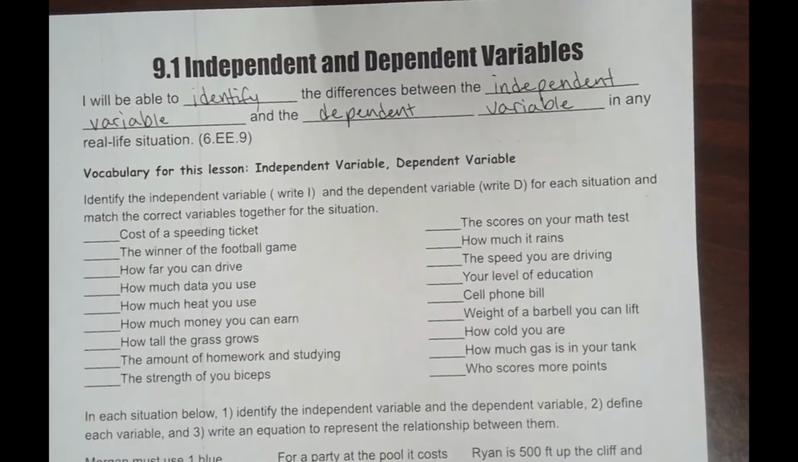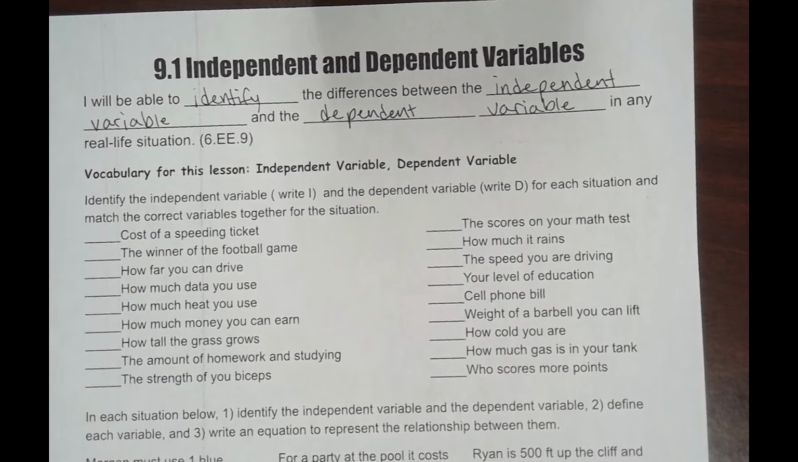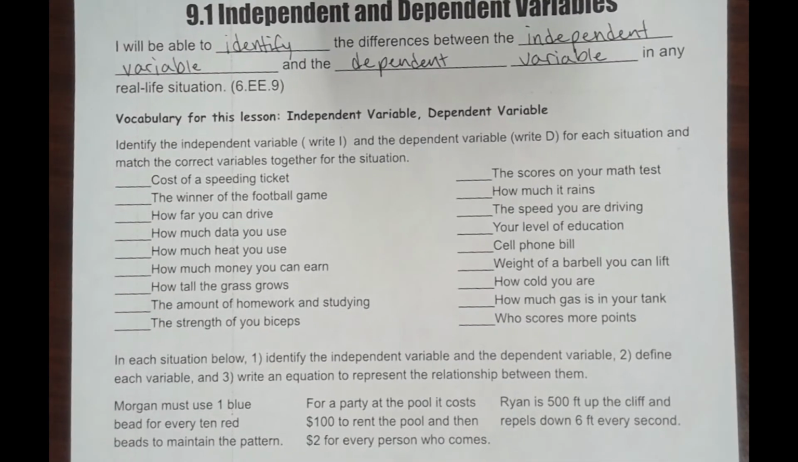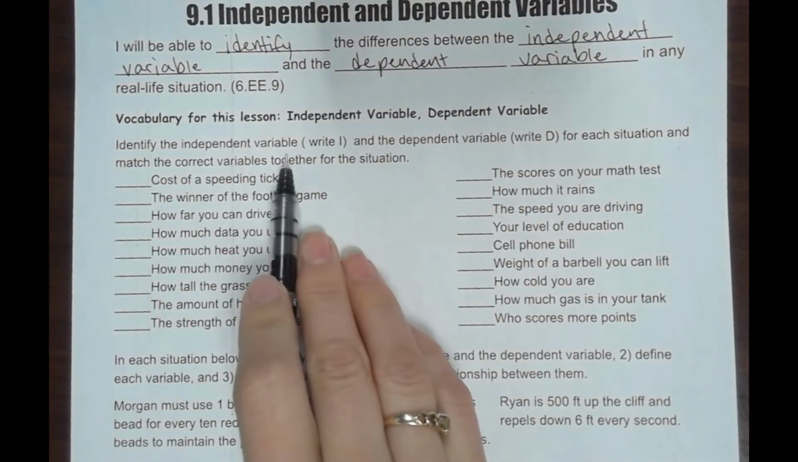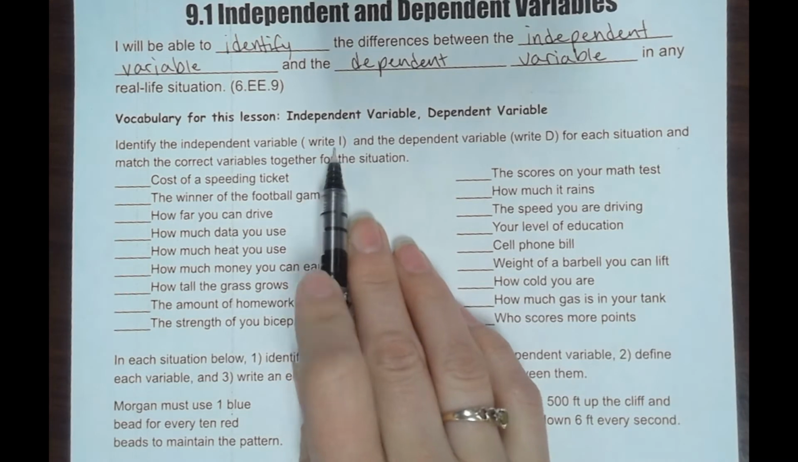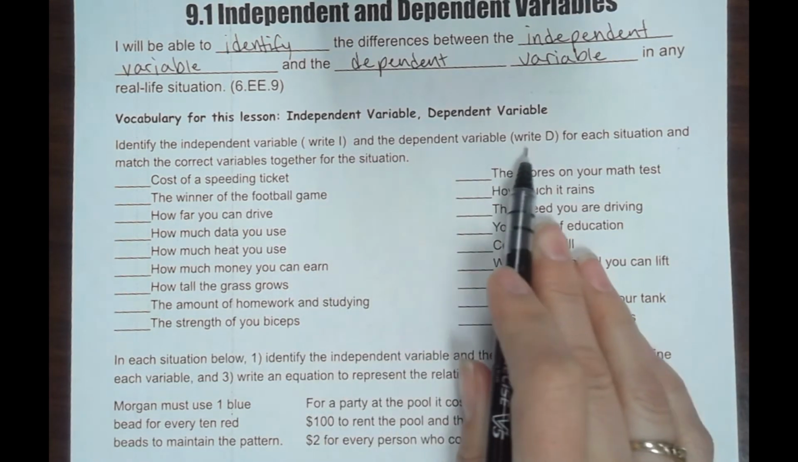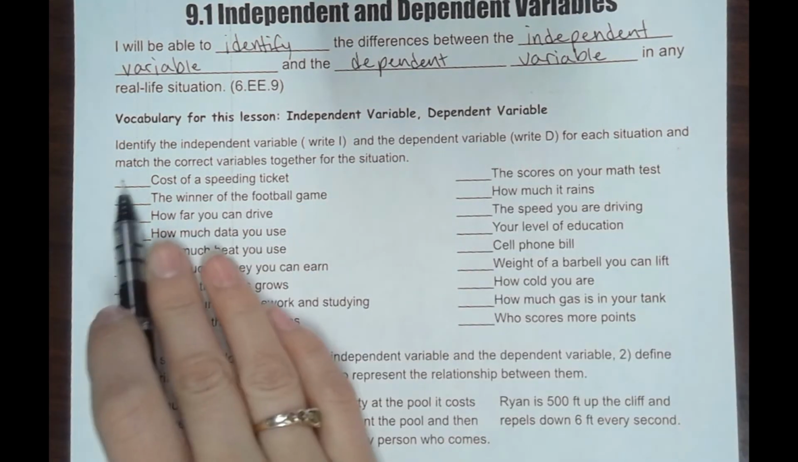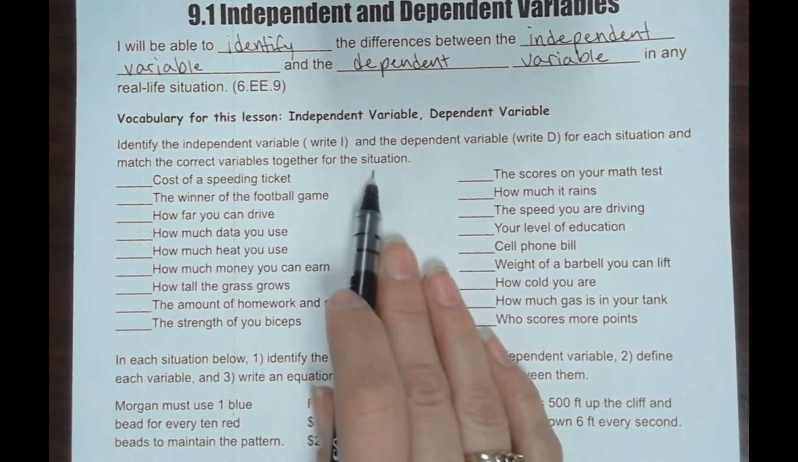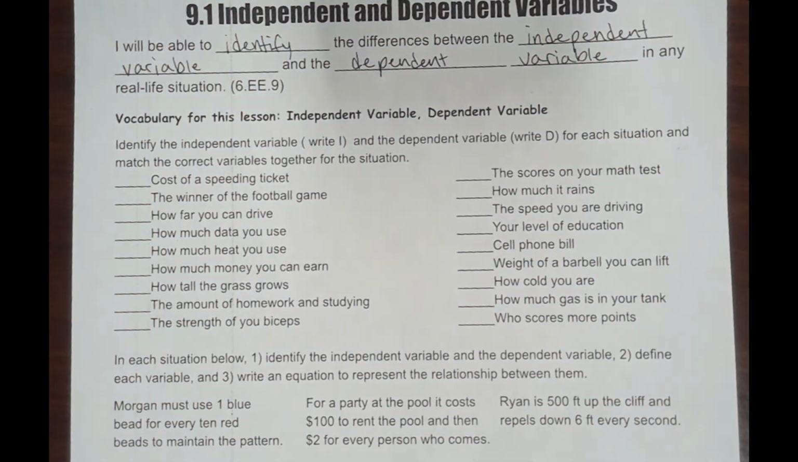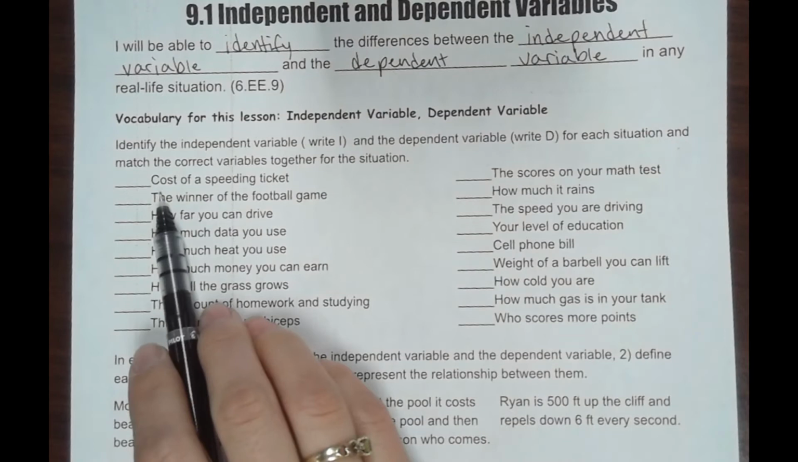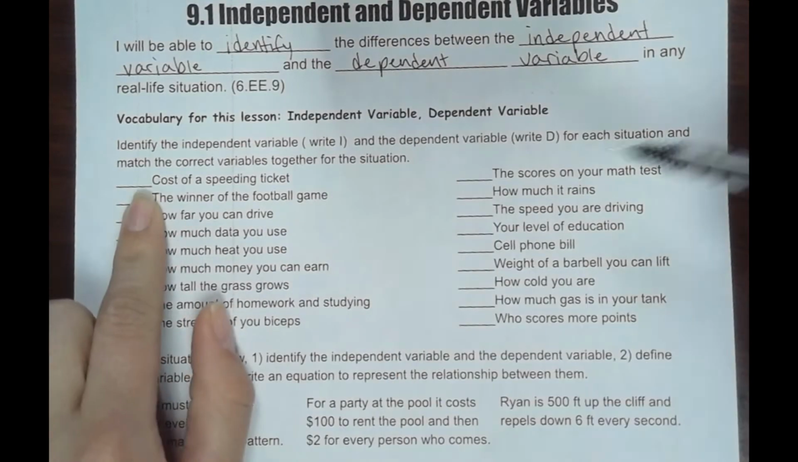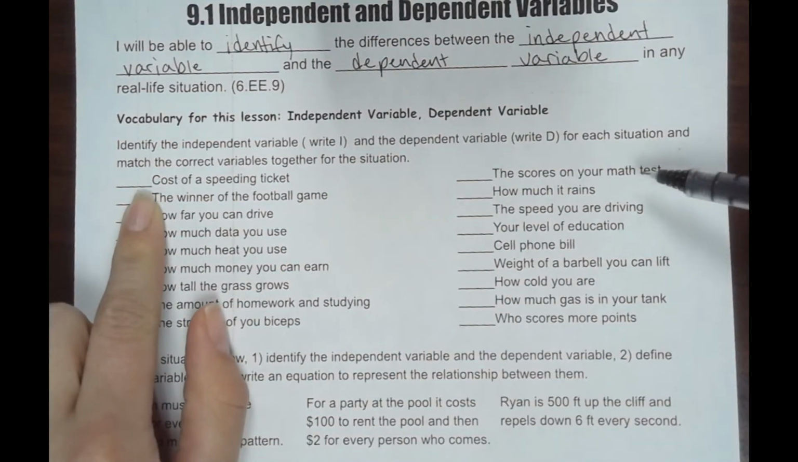We're going to now go back to the other page. And this says identify the independent variable, write I, and the dependent variable, write D, for each situation, and match the correct variables together for the situation. So the cost of a speeding ticket. Over here there's something that's going to match up with it. What could correlate with that?